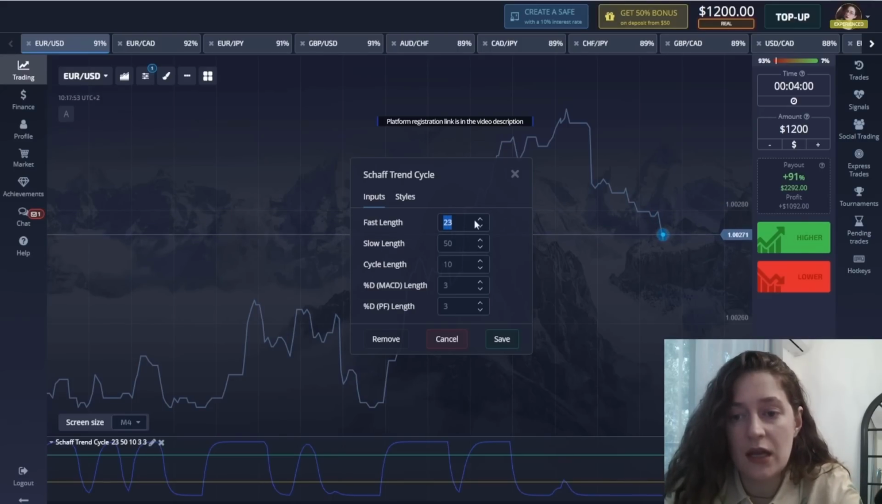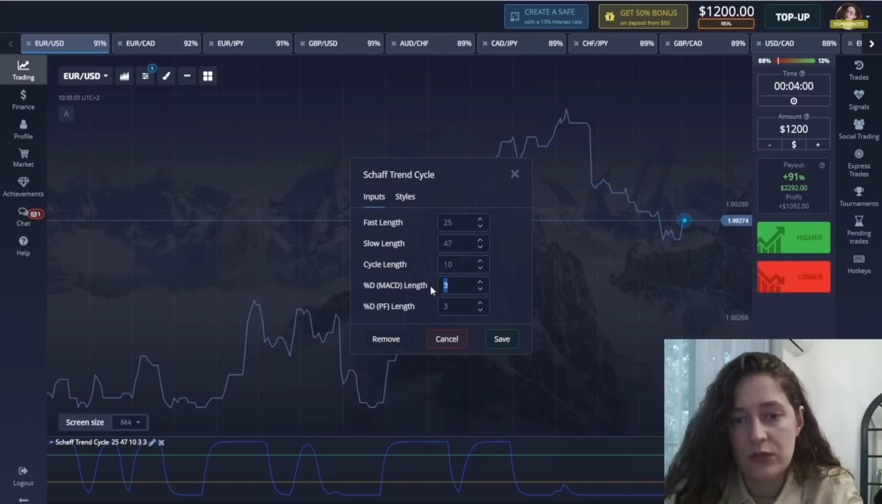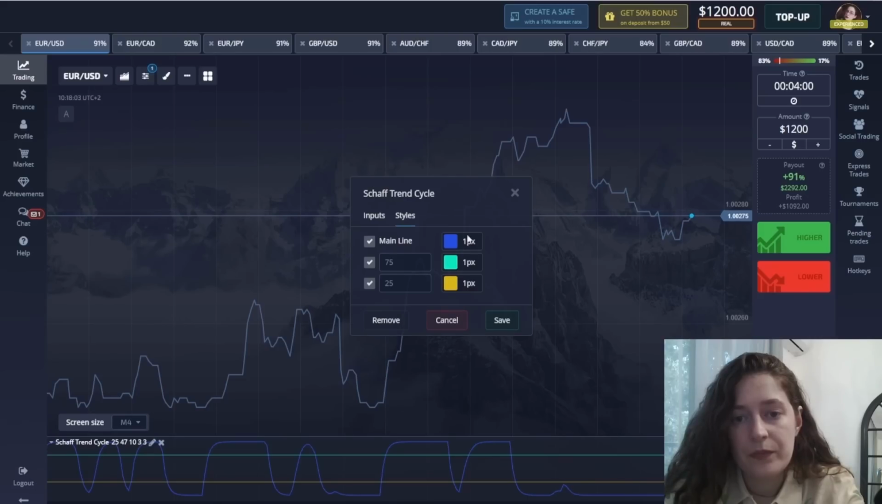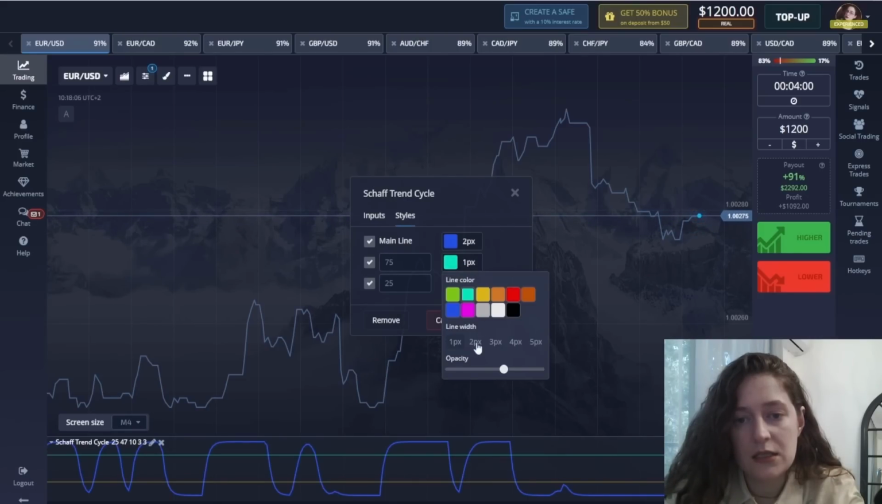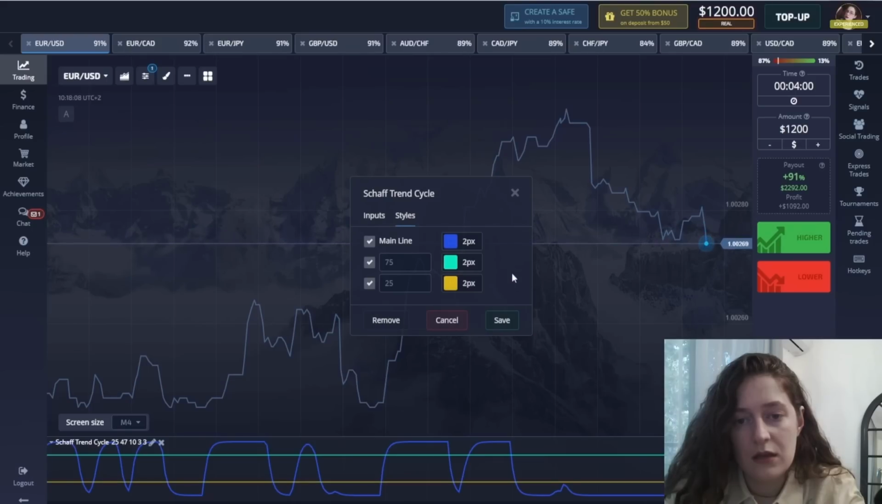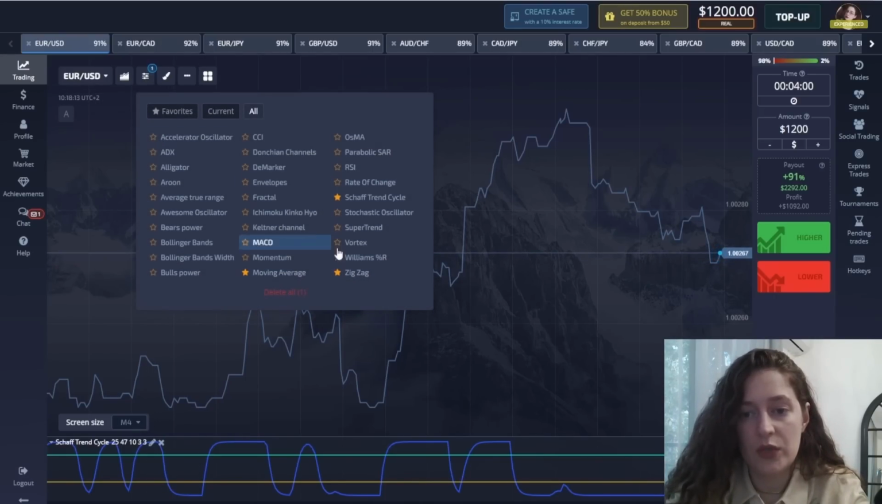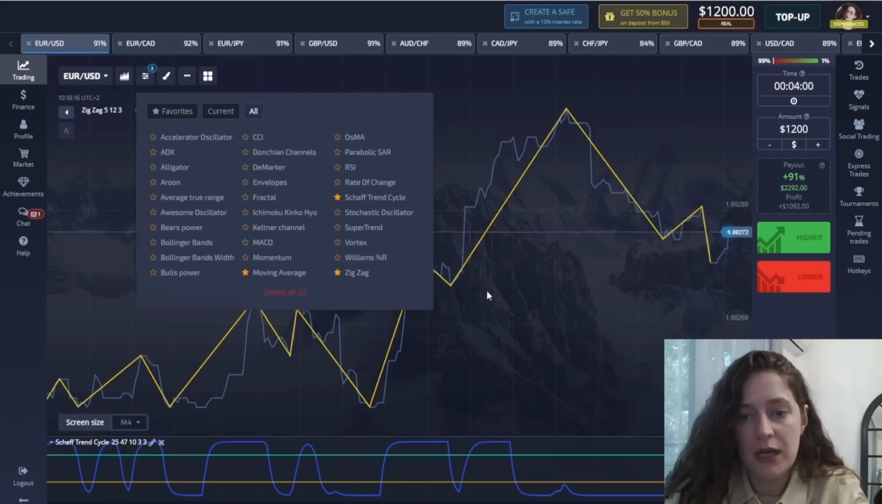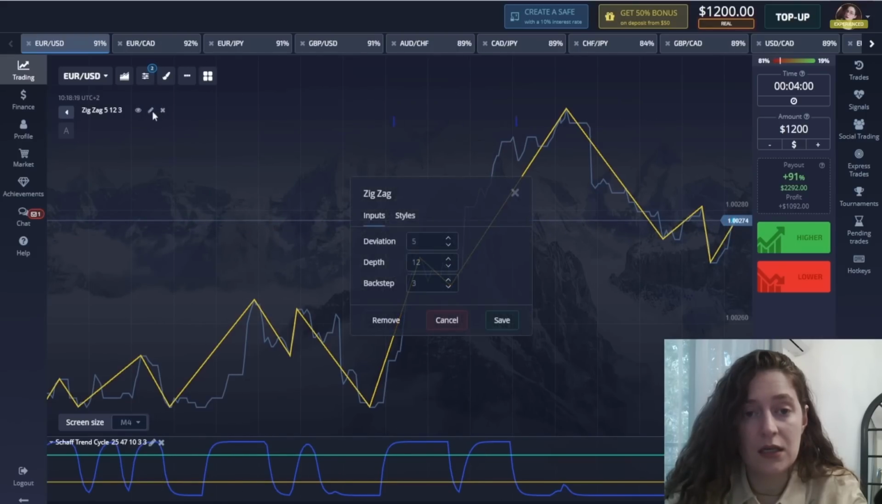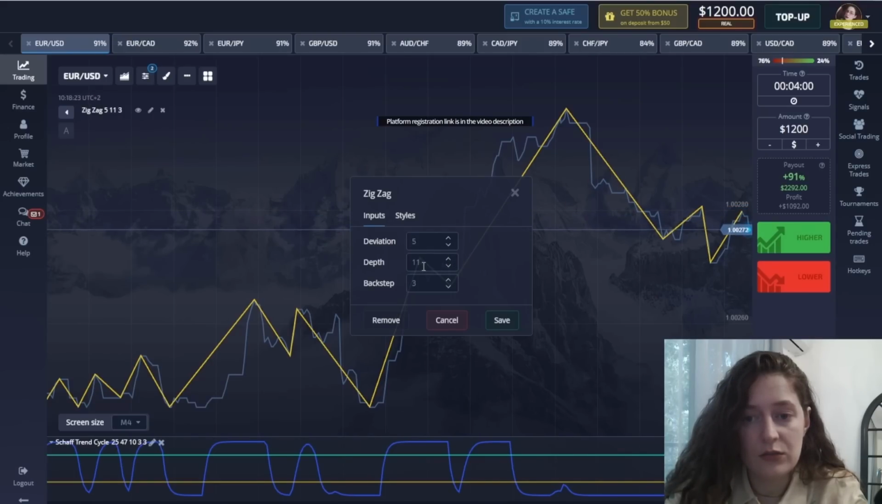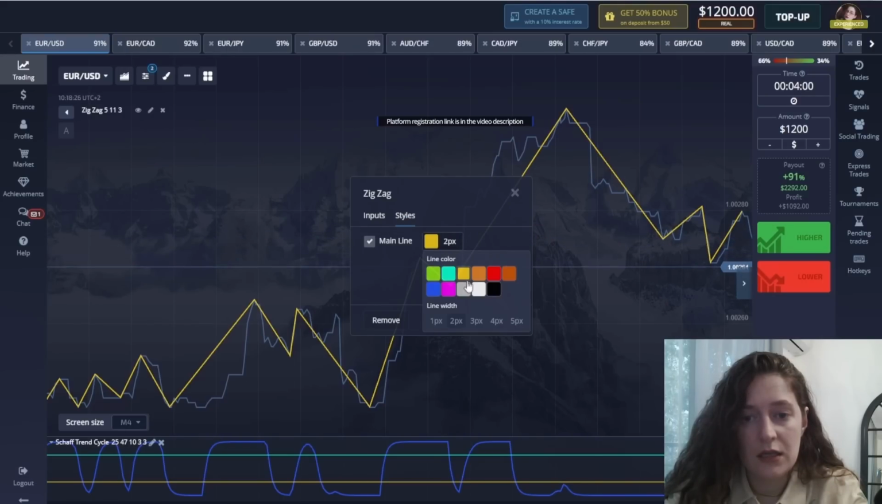This is Schaff trend cycle, the period of which I set to 25, 47, 10, 3 and 3. Let's thicken the lines and save them. The next indicator is Zig Zag, which helps me in many ways, and I really like this indicator. The periods are 5, 11 and 3. Let's thicken a line here and save.